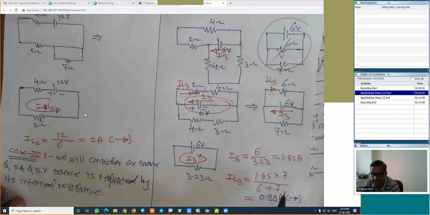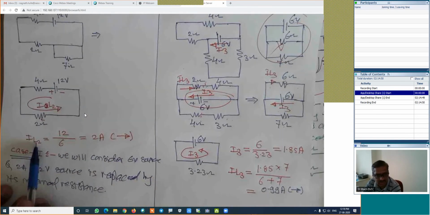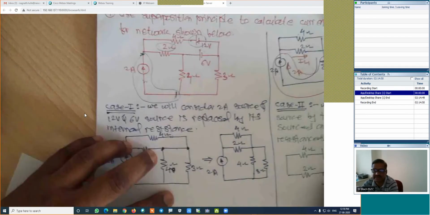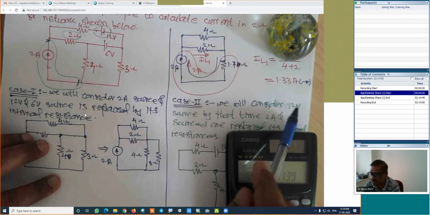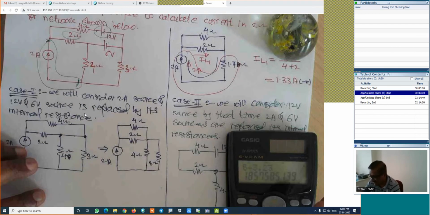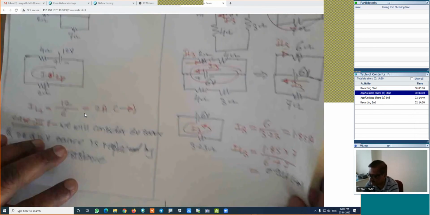Now I will check the three values. ये towards right है, IL3. This IL2 is also towards right. And how is the IL1? Look at this IL1. This IL1 is also towards right. We are interested in the two. All the directions are same. Therefore, algebraic summation is nothing but addition.